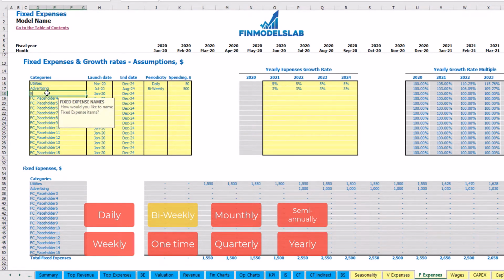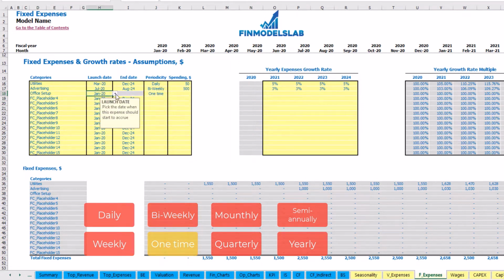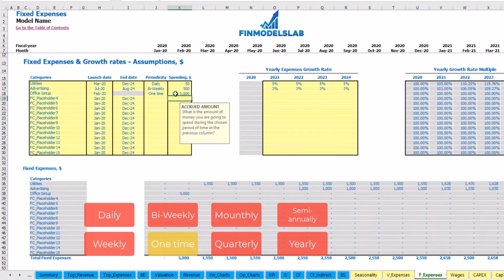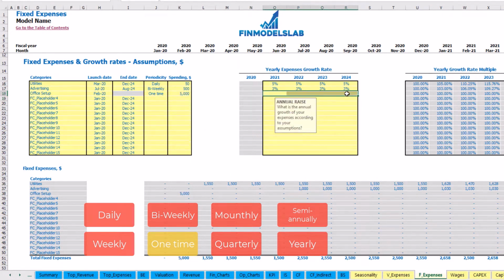Another option, office setup, which can be a one-time payment, which will happen in February 20 with an amount of $5,000. Obviously you should not input any growth rates because this is just a one-time fee, and you may see that office setup will happen in February 20 with this amount.